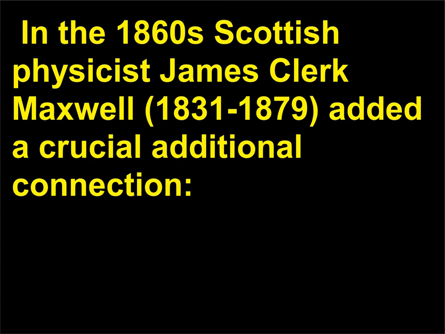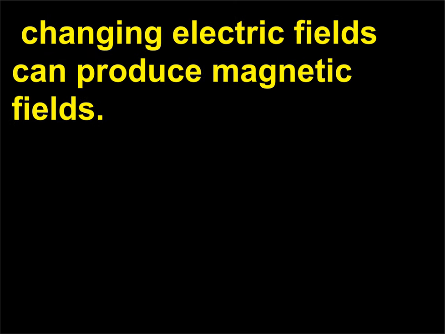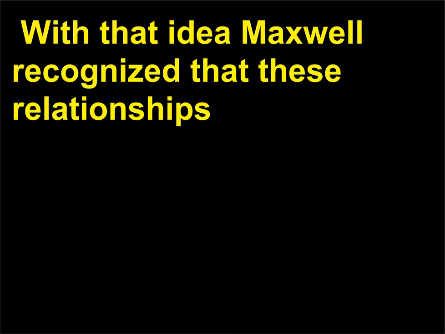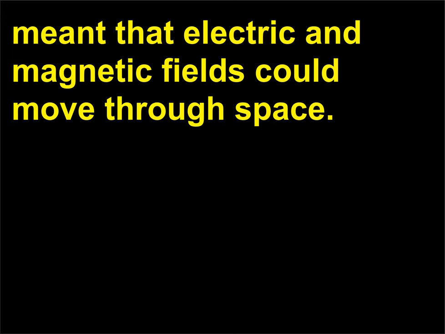In the 1860s, Scottish physicist James Clerk Maxwell, 1831-1879, added a crucial additional connection. Changing electric fields can produce magnetic fields. With that idea, Maxwell recognized that these relationships meant that electric and magnetic fields could move through space.